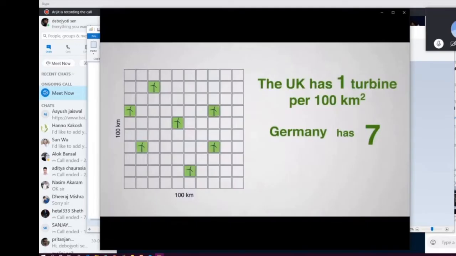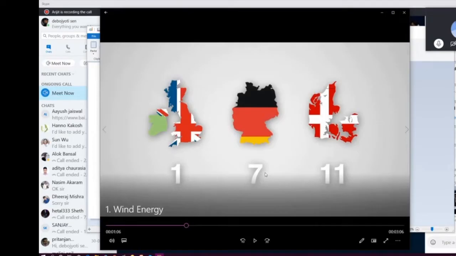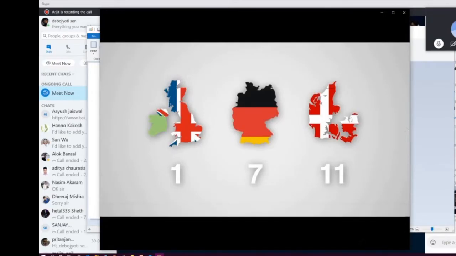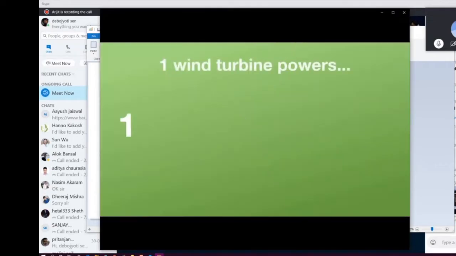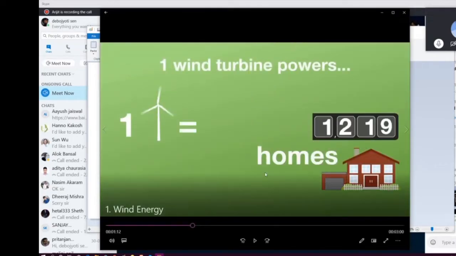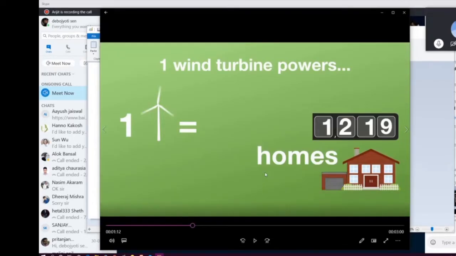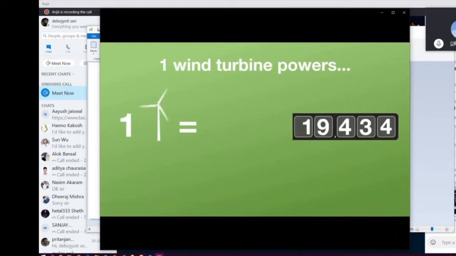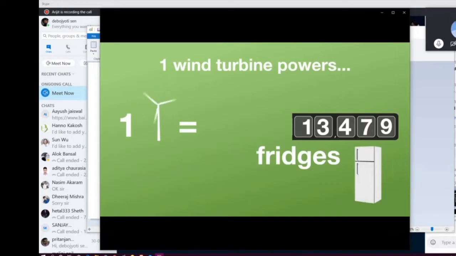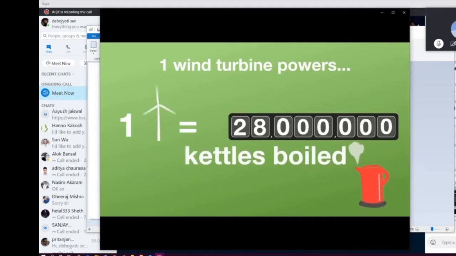So you can see UK has 1 turbine per 100 square kilometers. Germany has 7, Denmark has 11. And a single wind turbine, if we talk about a 1 megawatt wind turbine, it can nearly power 1200 homes. Only one wind turbine. It's just figures showing what it can power.